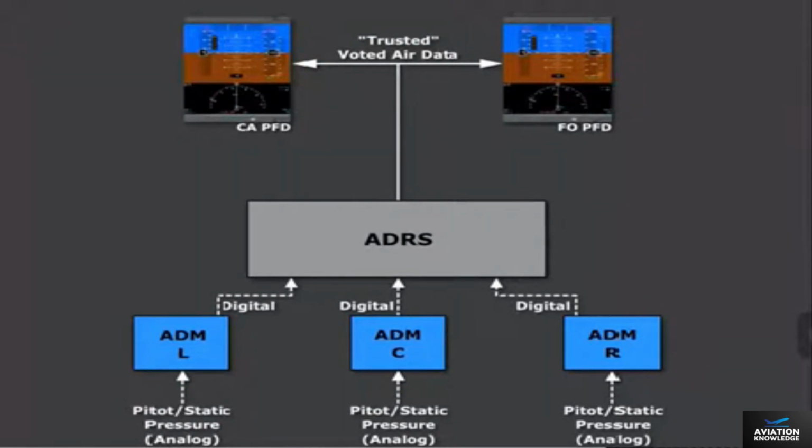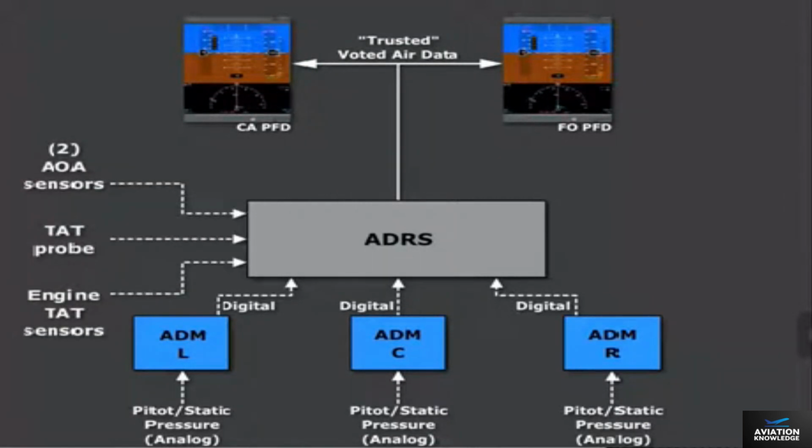In addition to the pitot-static system, the ADRS receives data from two angle of attack sensors, a total air temperature probe, and engine TAT sensors. Data from the center pitot-static system is also sent to the Integrated Standby Flight Display, or ISFD.